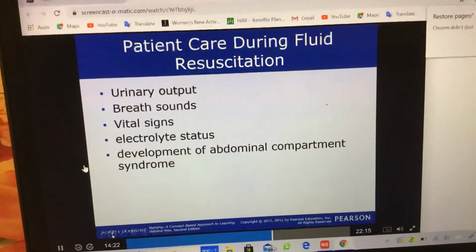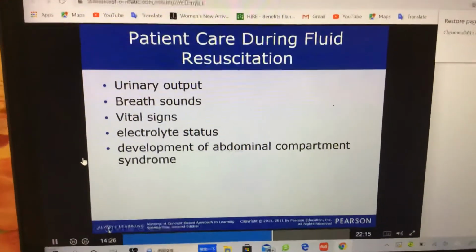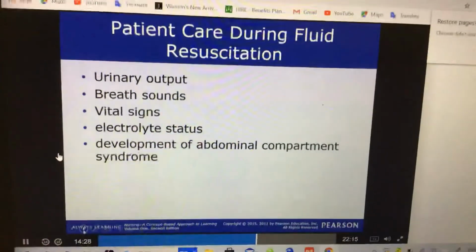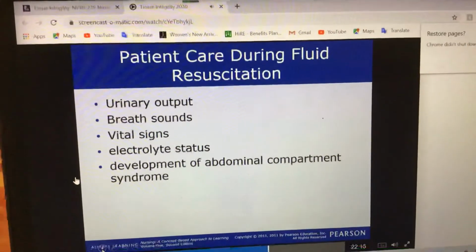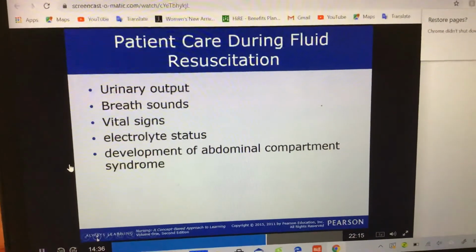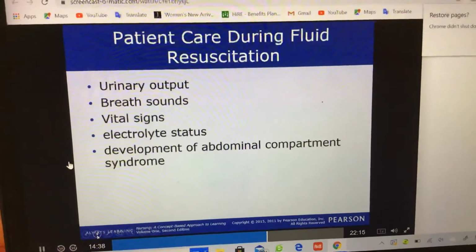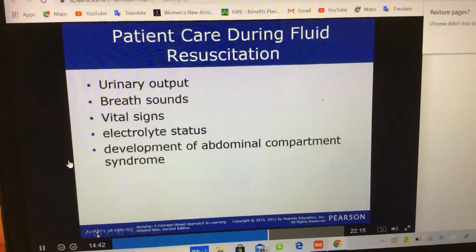Vital signs are also going to be monitored. Acceptable parameters include a heart rate of up to 120 beats per minute, blood pressure normal or slightly hypertensive, and clear bilateral breath sounds. Electrolytes should be monitored closely during fluid resuscitation.